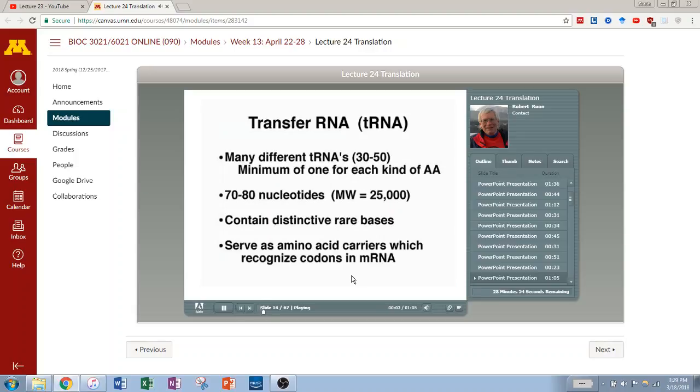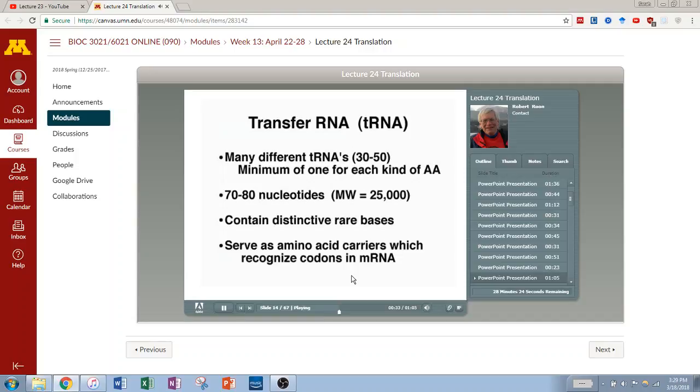Transfer RNAs function as carriers of activated amino acids, and they contain anticodon regions that recognize distinct codons in the messenger RNA. There is at least one tRNA for each of the 20 amino acids. For many of the amino acids, there's more than one tRNA. Because every organism has at least 30 tRNAs, and some have as many as 50, and there are only 20 amino acids, it follows that some amino acids have 2 or possibly more tRNAs.